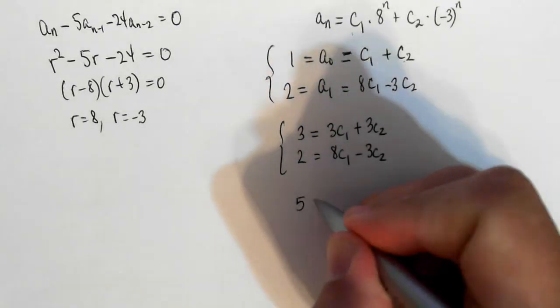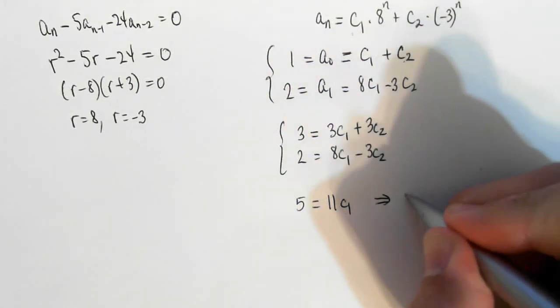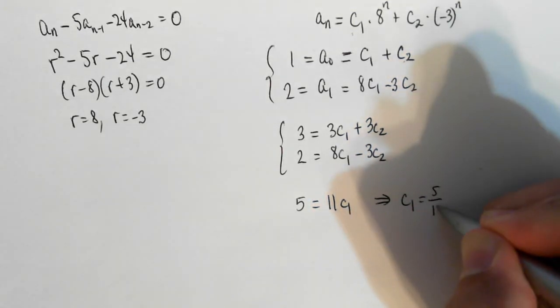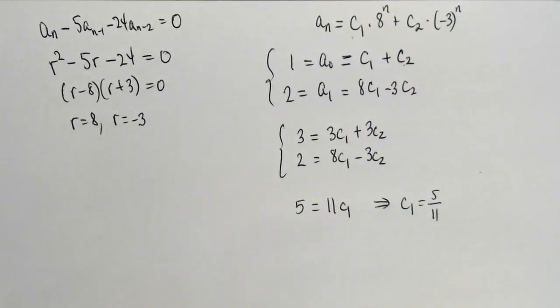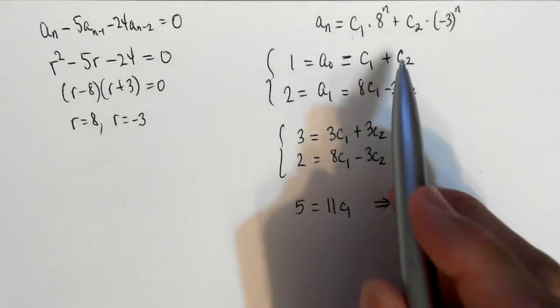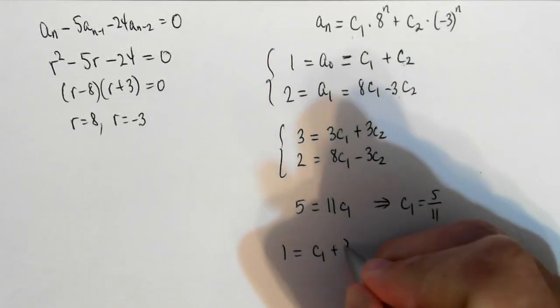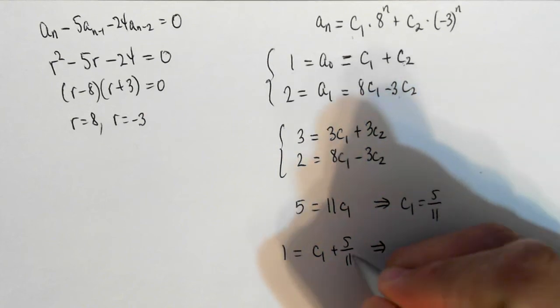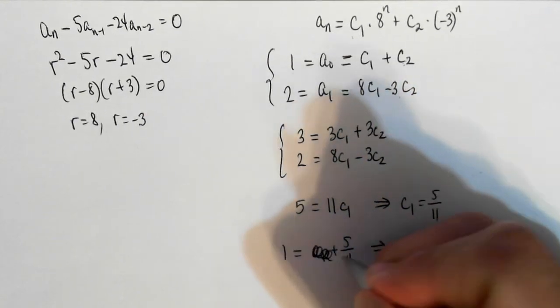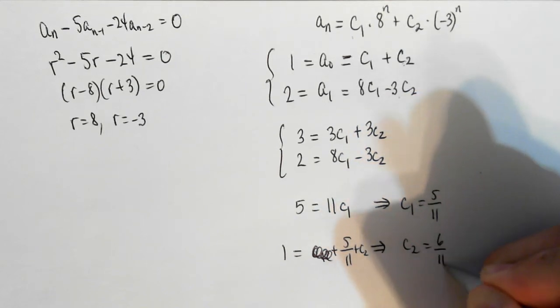So I get 5 is equal to 11 c sub 1, and so that means c sub 1 is equal to 5/11. Then to figure out the other constant, I'll plug into either equation. Plugging into the top equation is easiest. 1 is equal to c sub 1 plus c sub 2, which is 5/11 plus c sub 2, and so that means c sub 2 is equal to 6/11.